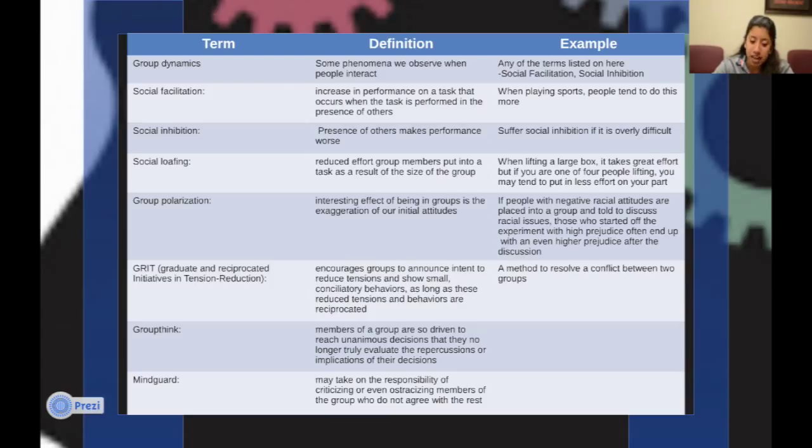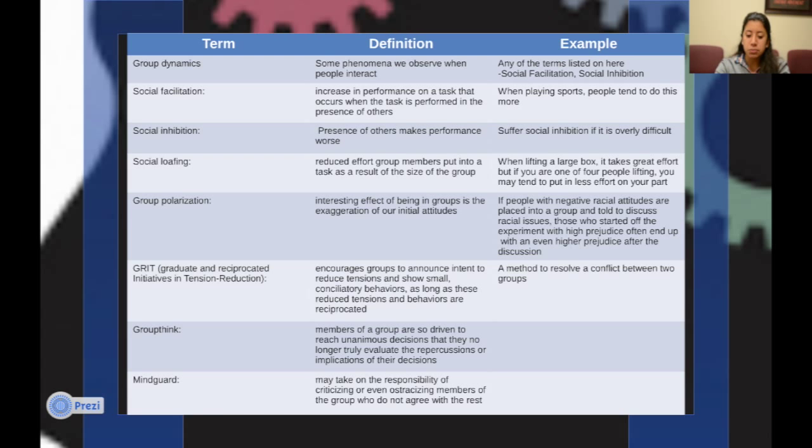Then we have GRIT, graduated and reciprocated initiatives in tension reduction. So this encourages groups to announce intent to reduce tensions and show small behaviors as long as these reduced tensions and behaviors are reciprocated. So it's like a method to resolve a conflict between two groups. And then we have groupthink, which is when members of groups are so driven to reach a unanimous decision that they no longer truly evaluate the repercussions or implications of their decisions. And then mind guard, which may take on the responsibility of criticizing or even ostracizing members of the group who do not agree with the rest. So if somebody disagrees, maybe a whole group might almost join together and be like, oh no, you're wrong, type of situation.